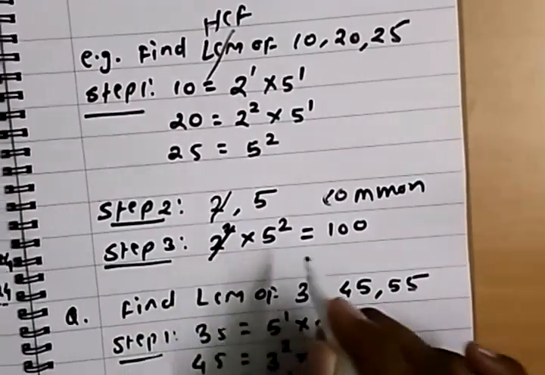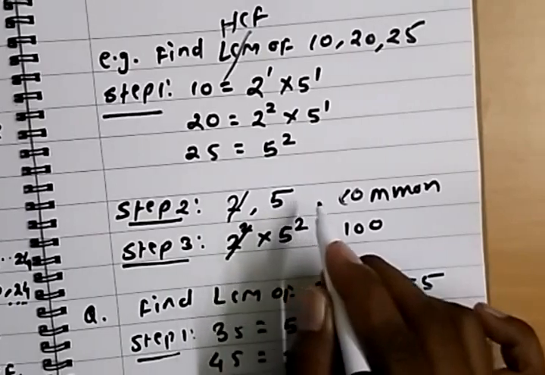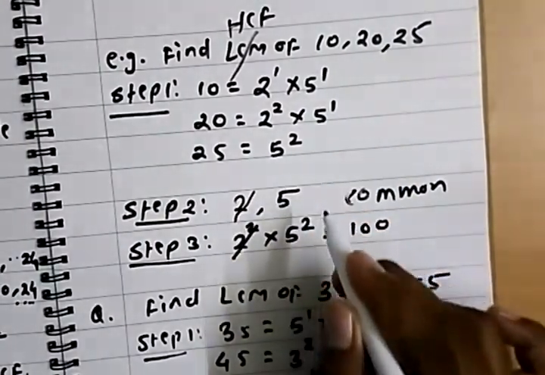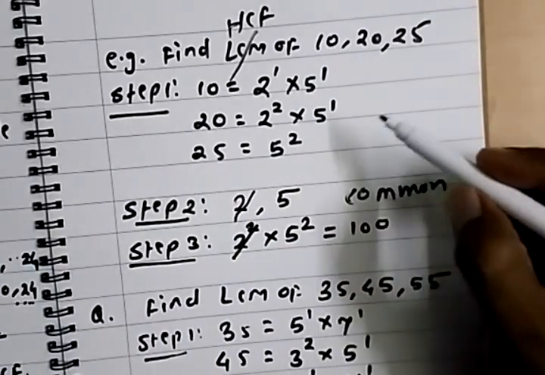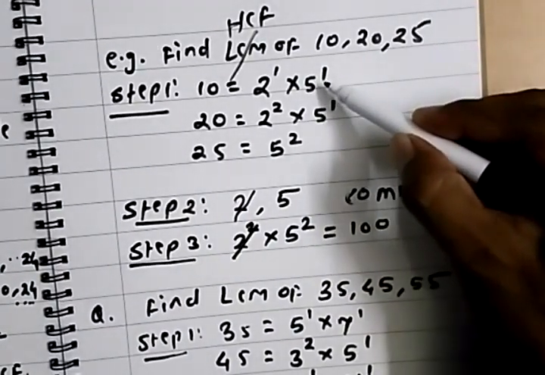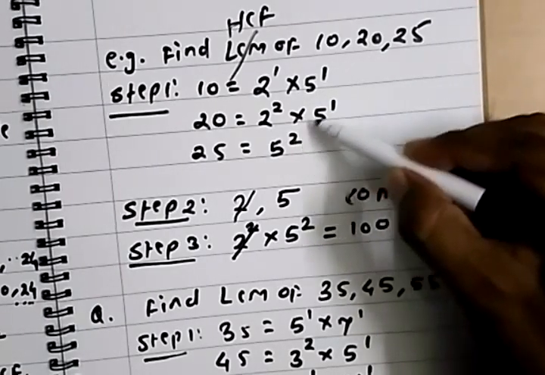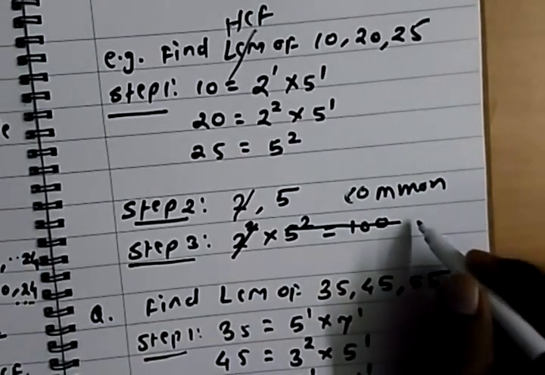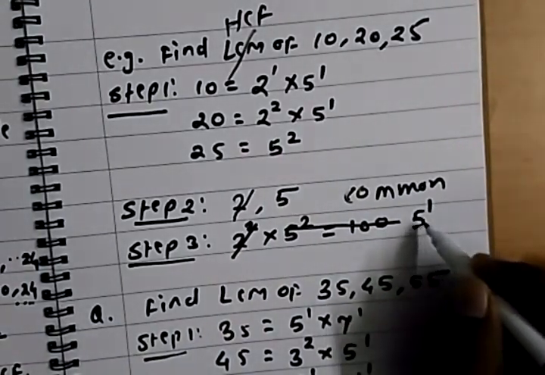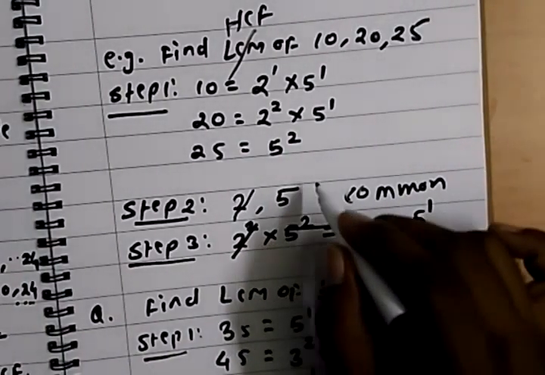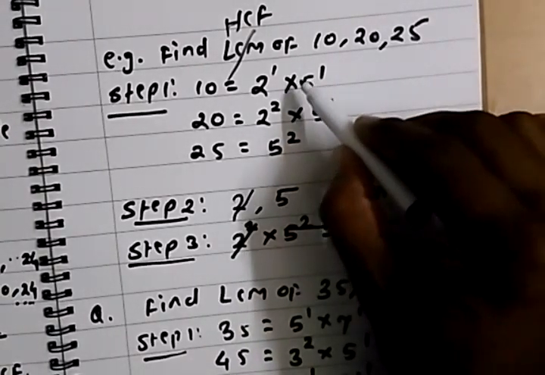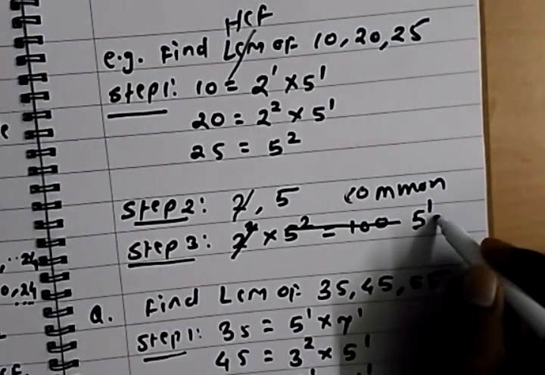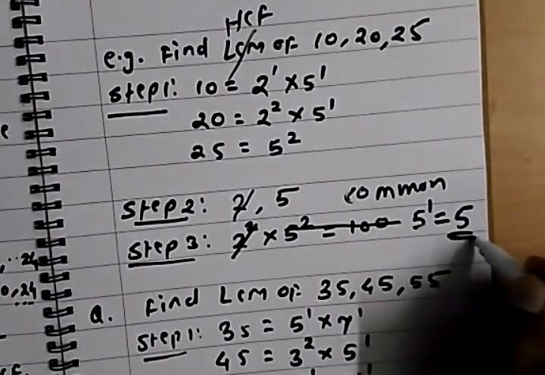Step number 3 says raise this 5 to its minimum available power. 5 is the common factor. Raise it to the minimum available power. The minimum available power here is 1. The maximum power of 5 is 2 and the minimum power of 5 is 1. So raise it to the minimum power, so 5 raised to 1. There is only one common factor among these three, and its minimum power is 1. So 5 is the HCF.